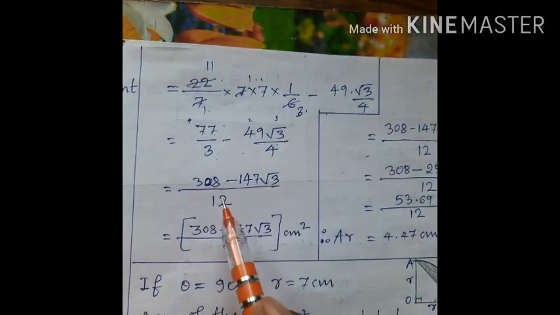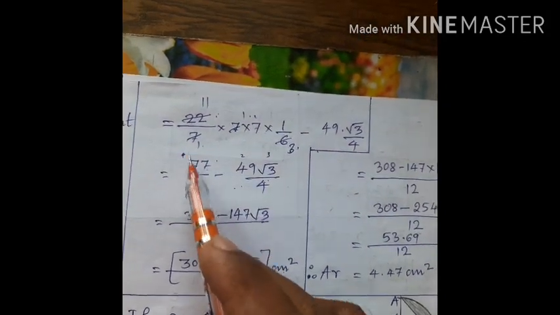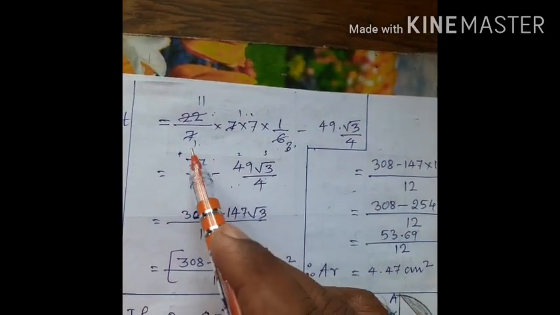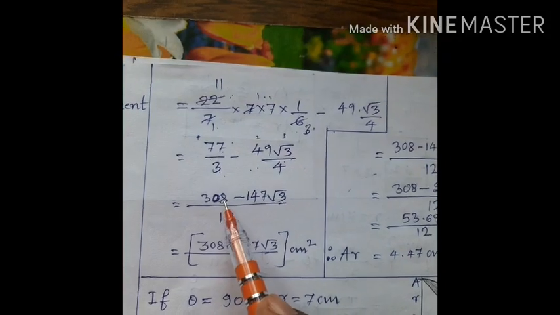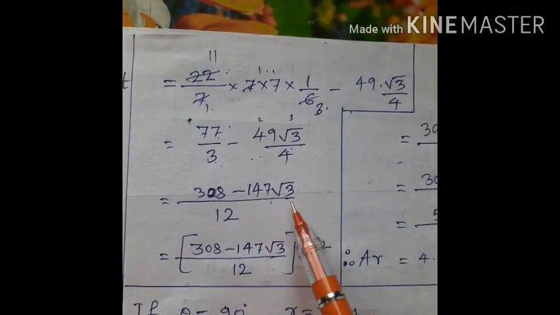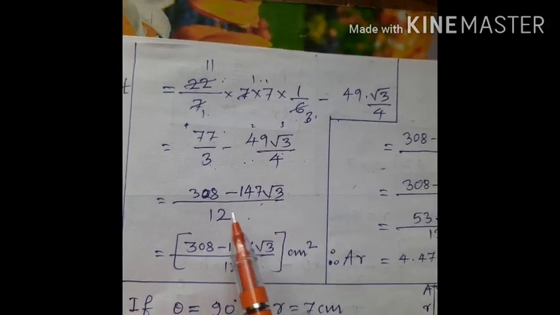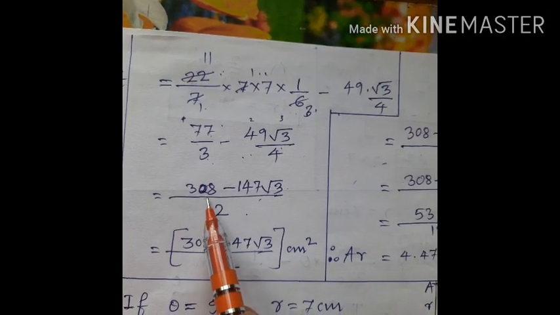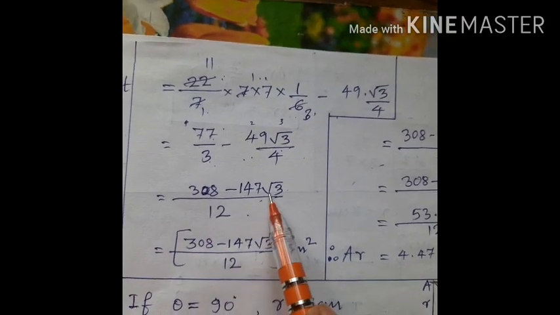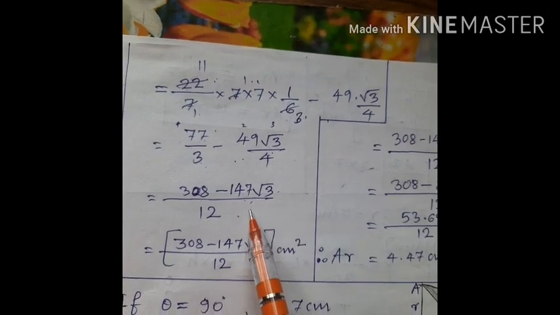Okay. Now the LCM of 3 and 4 is 12. 3 4s are 12 and 4 3s are 12. Therefore 4 77s are 308 and 49 3s are 147 root 3 by 12. Okay. As the LCM of 3 and 4 is 12, now 77 4s are 308 minus 49 3s are 147, then into root 3 upon 12.